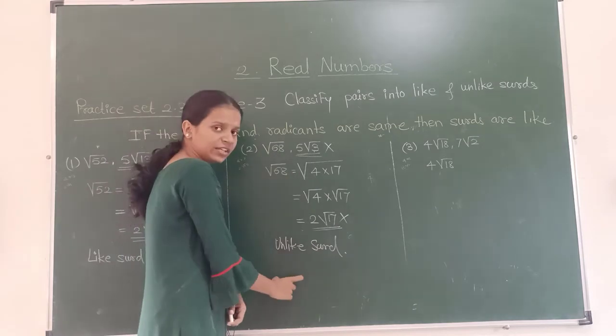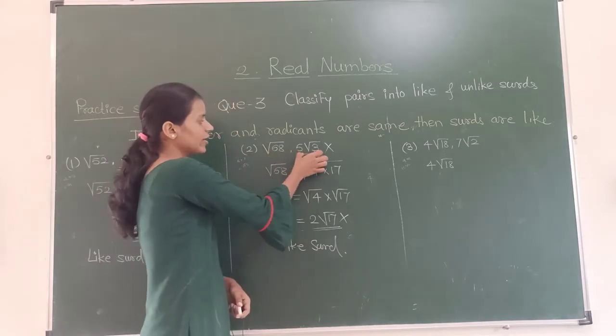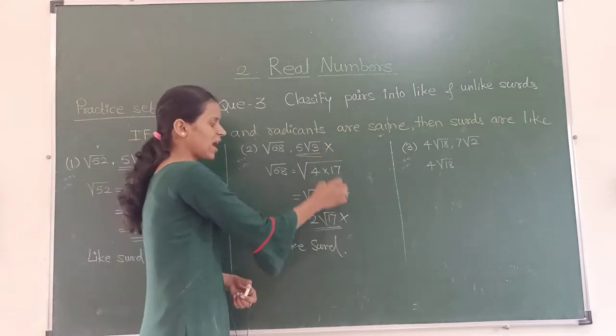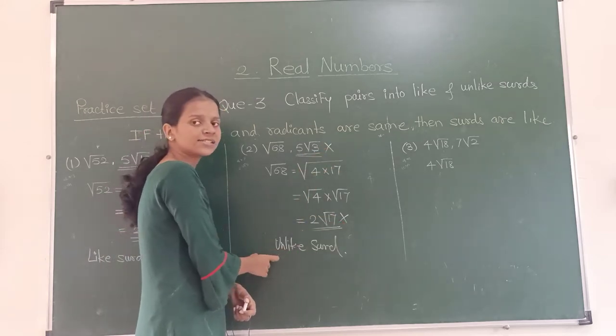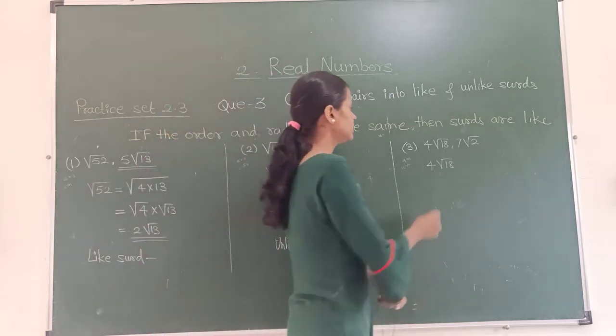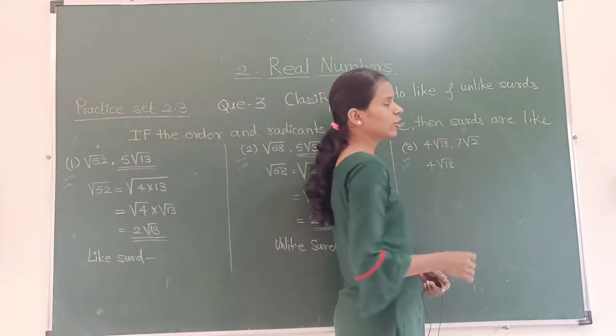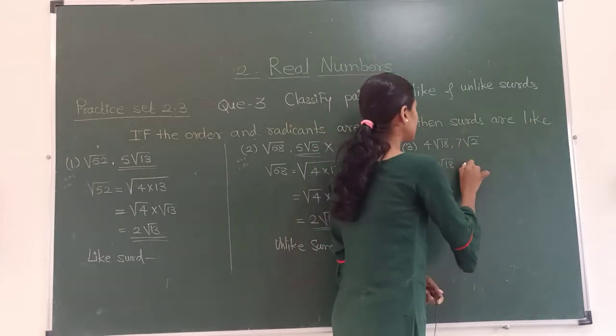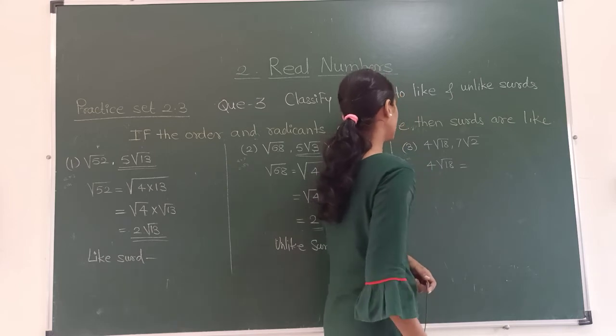You have to write in words that the order of the surds is the same but the radicands are different, therefore the pair of surds is an unlike surd. Next one, the third example is 4 under root of 18 and 7 under root of 2. We will further classify 4 under root of 18.